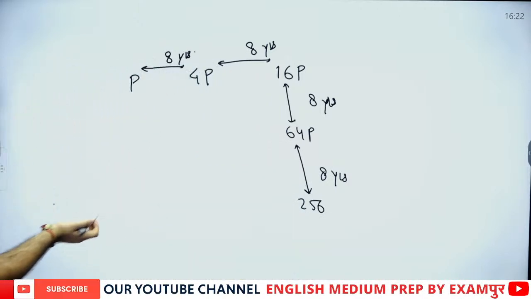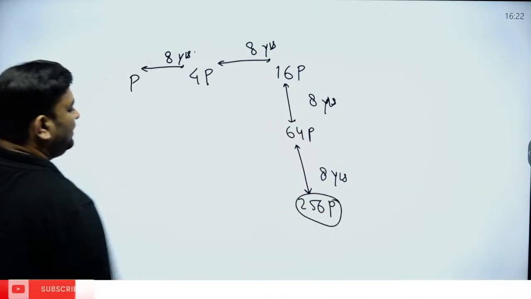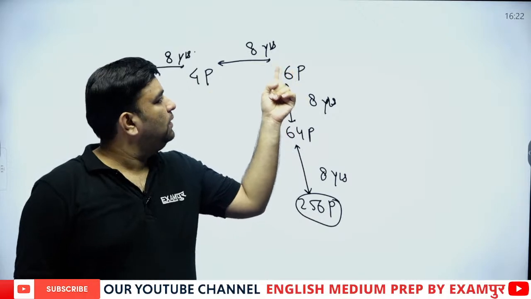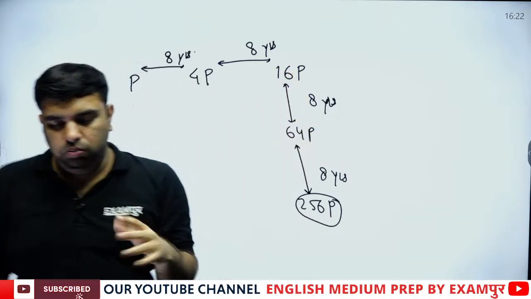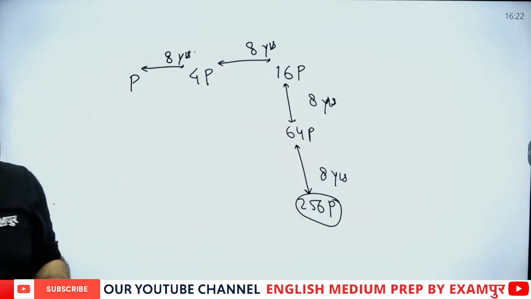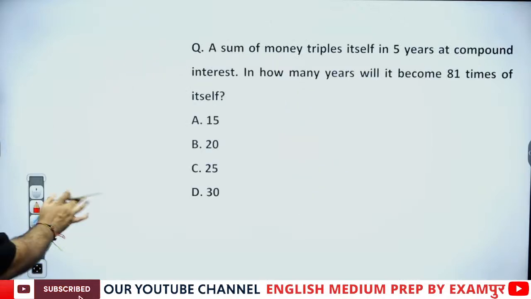So if someone asks you in how many years your principal will become 256 times of itself, you will say 32 years. Okay. That is the whole point of telling this.